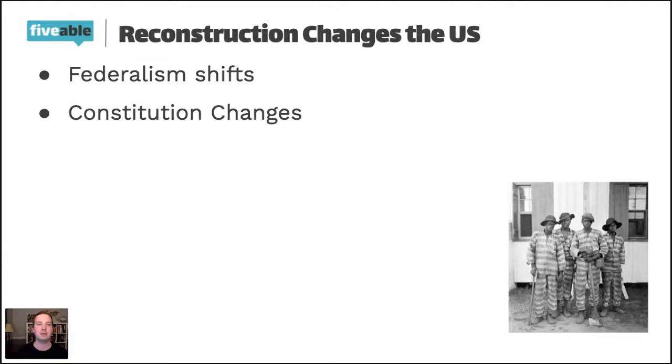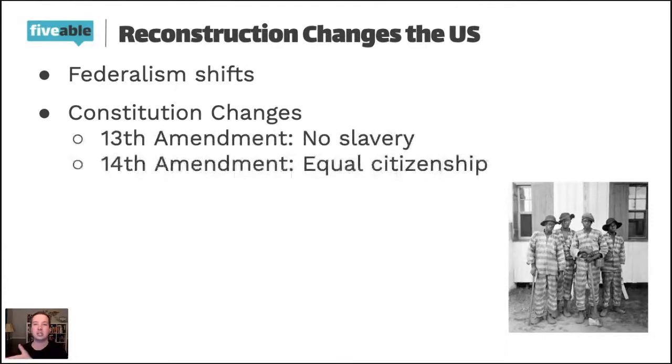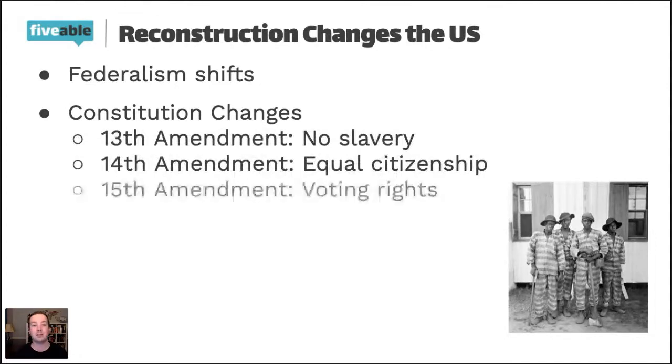So the 13th Amendment frees the slaves. Oh, except for loopholes. The 14th Amendment gives equal citizenship to everybody and equal protection under the law. Oh, except for loopholes. The 15th Amendment gives voting rights to African-American males. Think especially veterans and ex-soldiers. Oh, except loopholes, right? So you should be aware of constitutional changes, but also loopholes, loopholes, loopholes.